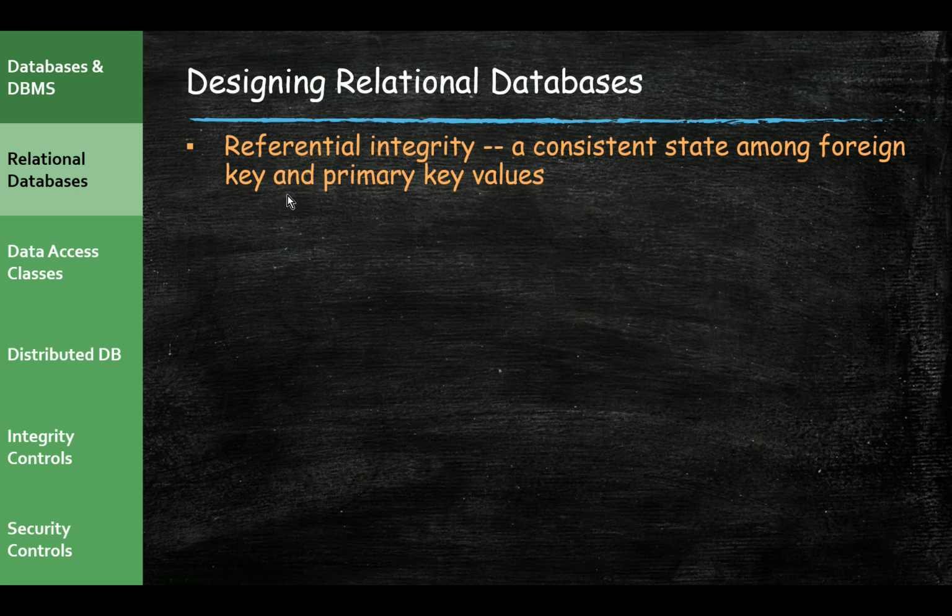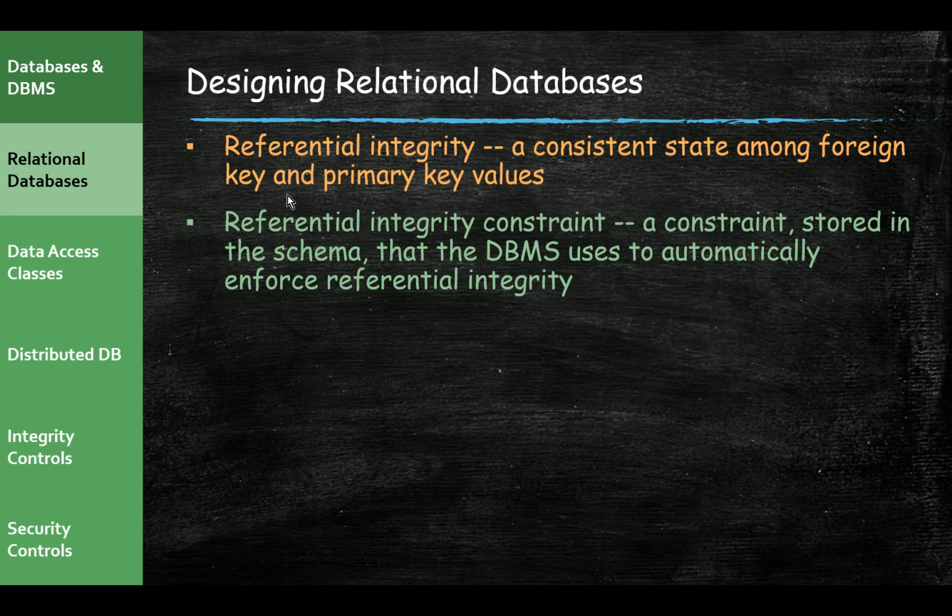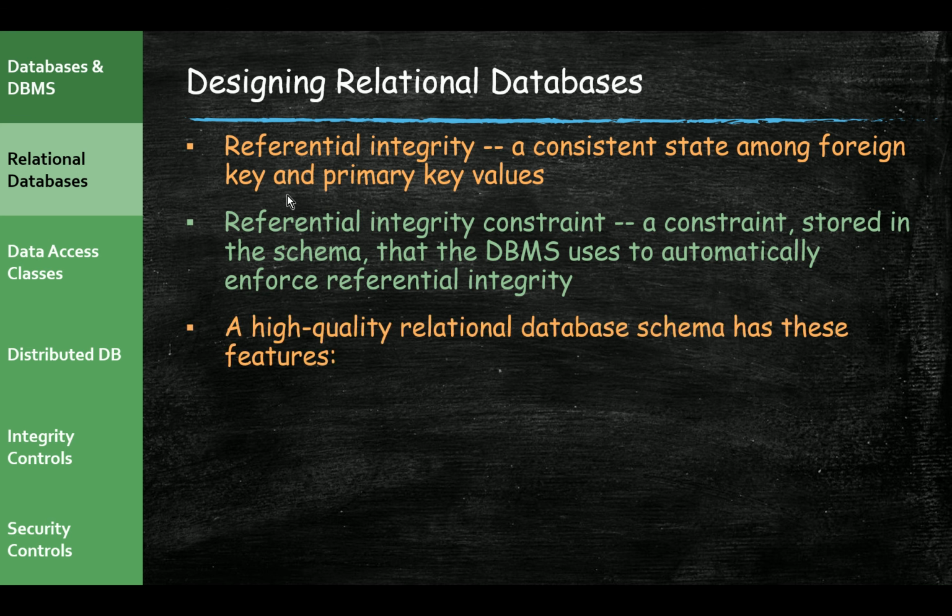So designing relational databases, we talk about referential integrity, a consistent state among foreign key and primary key values. So referential integrity means that if you have a foreign key, you always have to have a valid foreign key. Referential integrity constraint: a constraint stored in the schema that the DBMS uses to automatically enforce referential integrity. A high-quality relational database schema has these features.